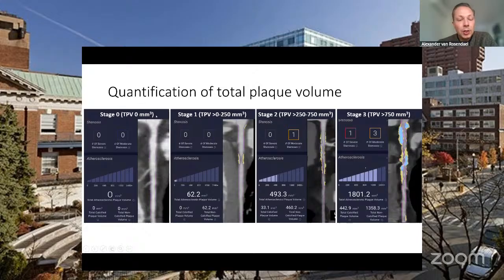So you have no plaque, which is stage 0. And here you have a little bit of plaque, then your stage 1 and your stage 2. And stage 3 is, for instance, in this staging system, more than 750 cubic millimeters of plaque.